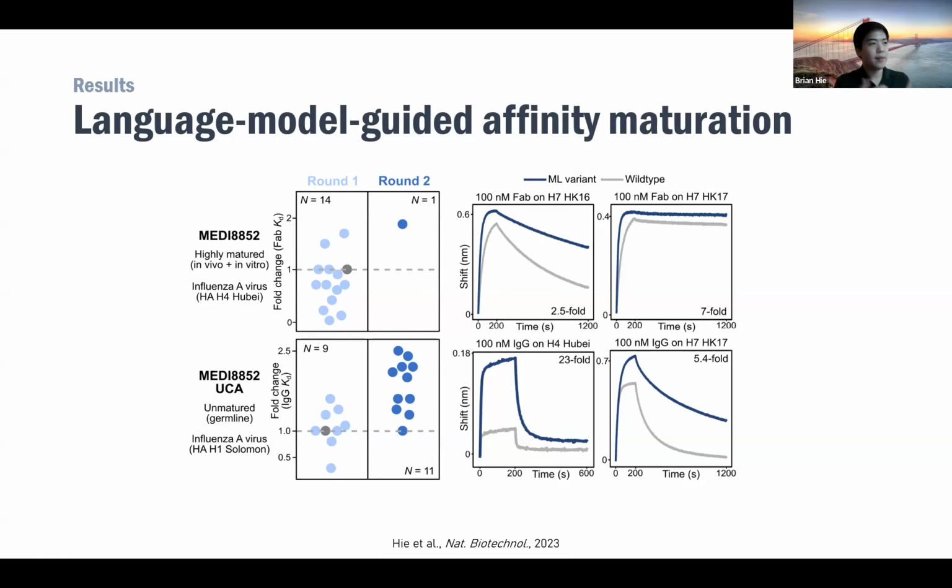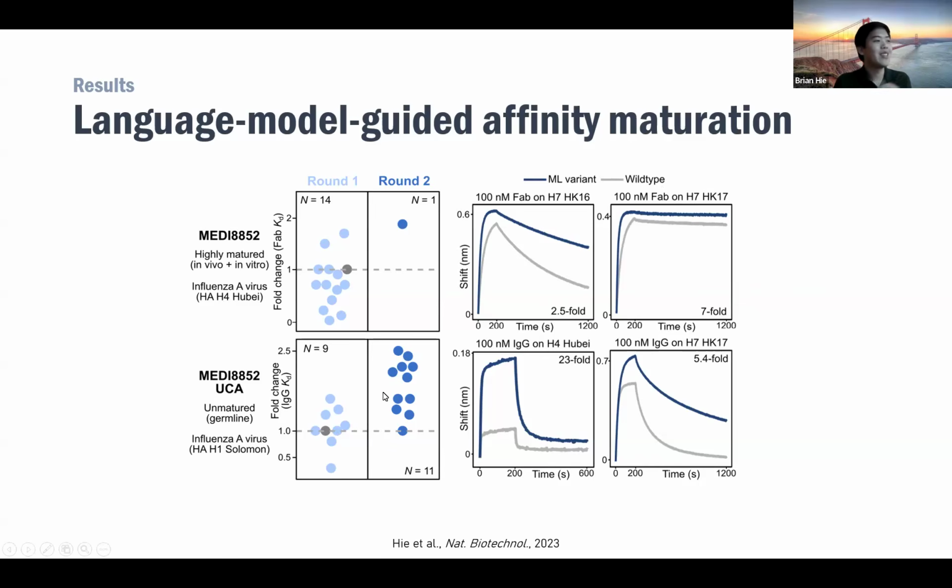And this is already starting off with a very highly optimized starting point. So we were surprised that we were able to achieve this. When we start off at a lower affinity starting point, this is the unmutated common ancestor of MEDI8852, we test 8 language model recommended variants in the lab. 3, maybe 4 improve affinity.